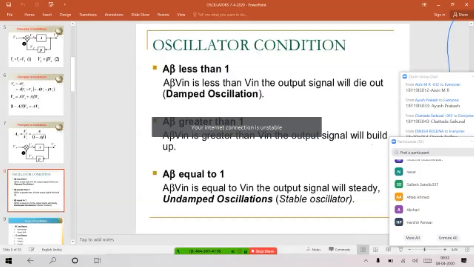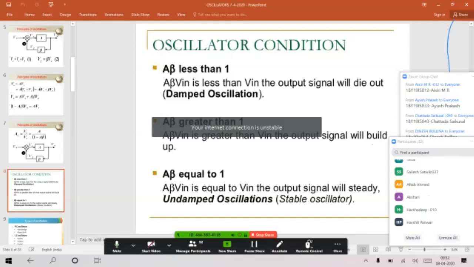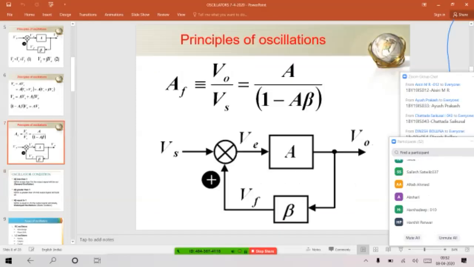A beta greater than 1. When A beta is greater than 1, the output signal will build up. That is, the signal strength goes on increasing. When A beta is greater than 1, the strength of the signal at the output goes on increasing. A beta equal to 1, with this condition, the signal will be steady.